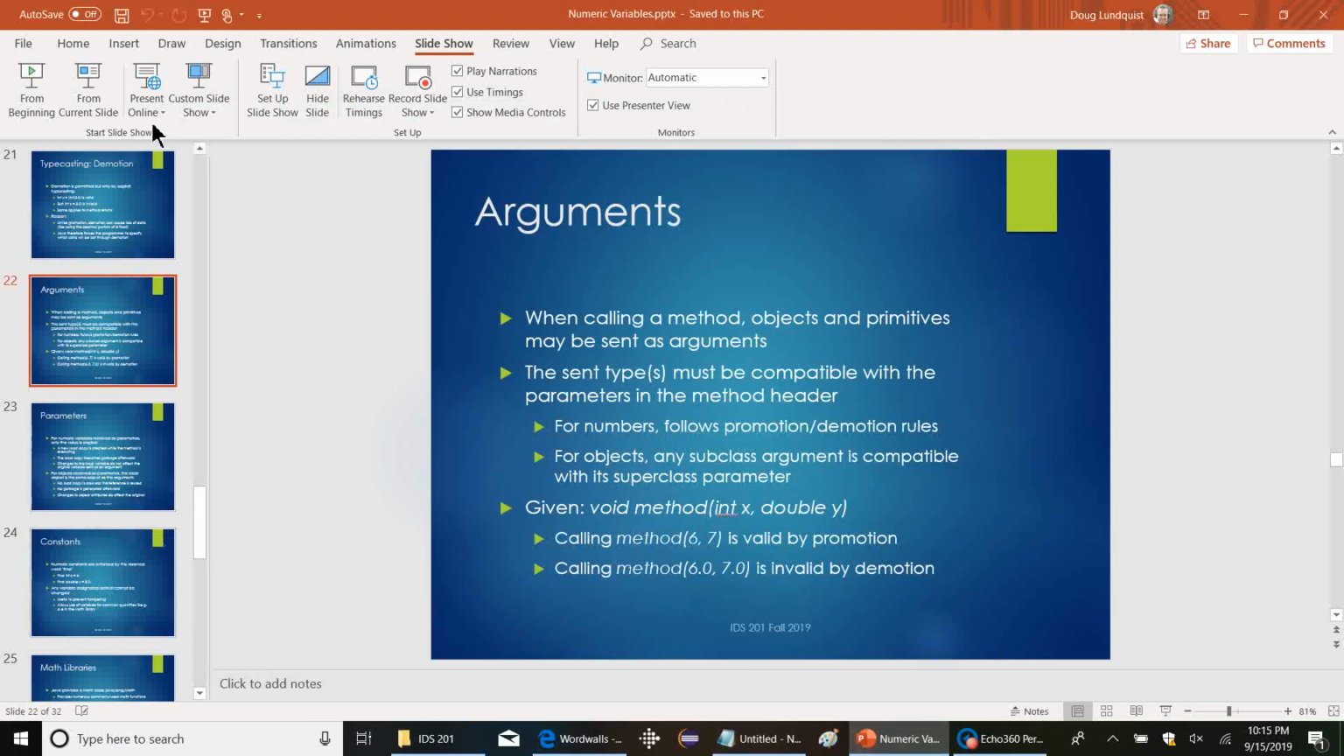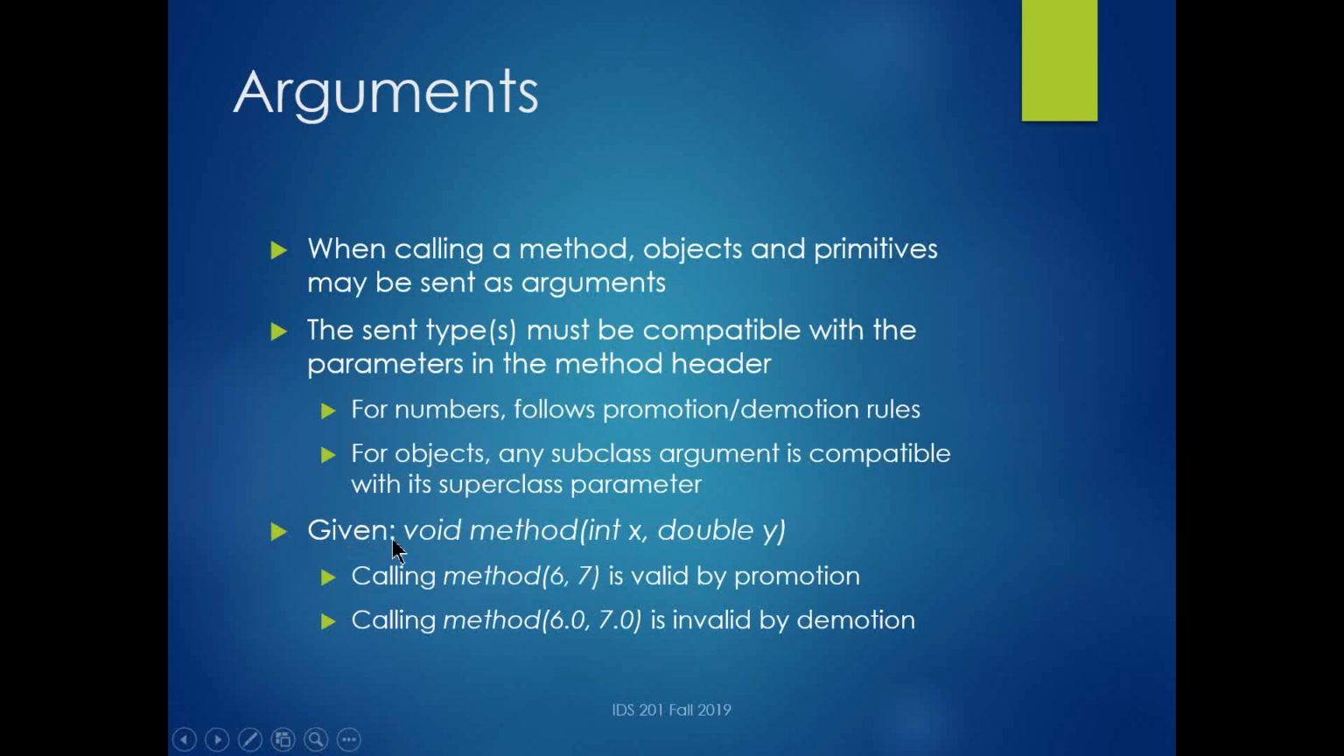So in the examples I have here in the slides, the first thing, if I'm given void method(int x, double y), this method expects to receive an int and a double. So if I call the method sending along two ints, 6 and 7, that's fine because 6 is an int and 7 is also an int that can automatically promote to a double. There's no problem. But if I call it sending along two doubles, well, 7.0 is a double, there's no problem. But 6.0 going to an int, that's a demotion. I would have to somehow convert this to an int before I could call the method with that value. Okay.